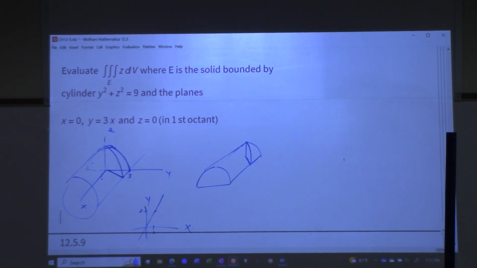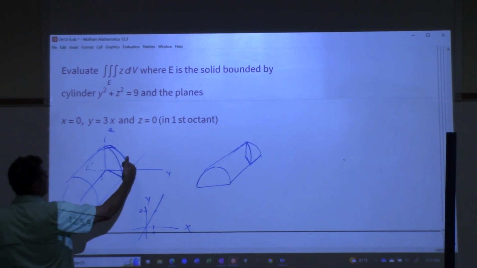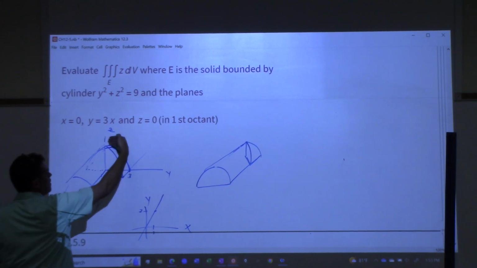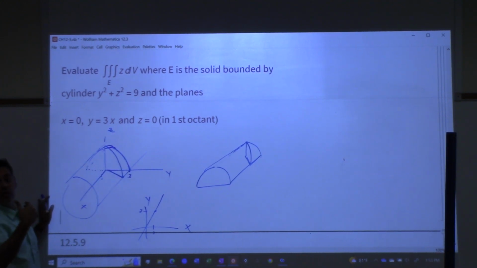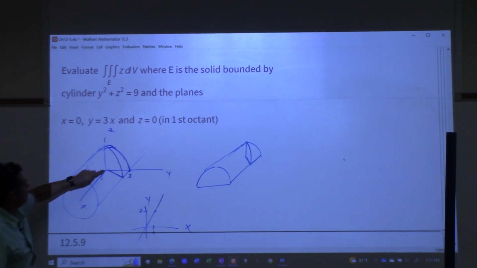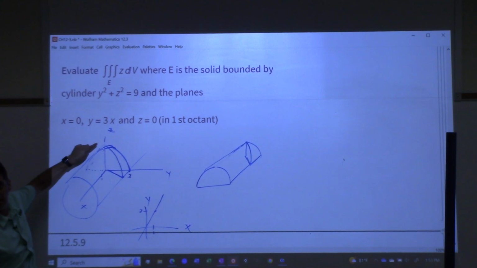Kind of? Can't draw it, but... Yeah, you only needed the first octant and then y equals 3x, right? Yeah, we only need the first octant. Like x equals 0 and z equals 0, that's not relevant. x equals 0 is important for the back wall of the wedge. Oh, you're saying first octant. First octant. Oh, that's to eliminate the back side of this.